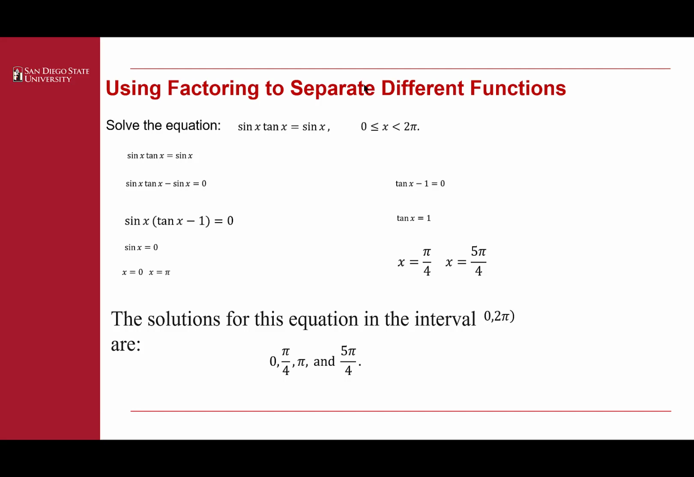And the other factor is tangent x minus 1 equals to 0. Here we get tangent x equals to 1, and we already know which angles make tangent function 1. And they are pi over 4, which is 45 degrees, and 5 pi over 4. Since we already have a given interval for the angle, which is between 0 and 2 pi, we only get these 4 values for the x that satisfy the above given equation. The solutions are 0, pi over 4, pi, and 5 pi over 4.